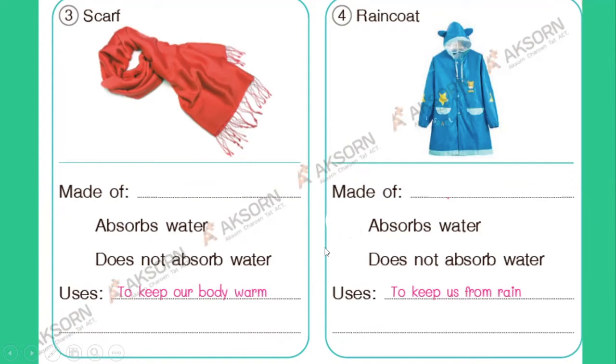All right. So you can pause the video and write down everything. Okay. Scarf made of which material? Raincoat made of what material? Does this material absorb water or not? And copy the uses, okay? Uses to keep our body warm and to keep us from rain. All right? When you finish, please push the play button and we continue our lesson.